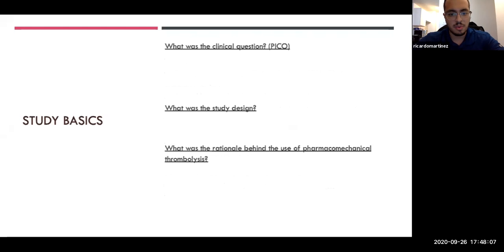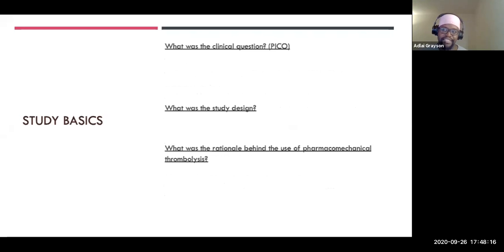Can anyone tell me what the clinical question was for the trial? If I were to break it up into PICO, in people with DVTs, if we intervene with catheter-directed therapy compared to the standard therapy with just anticoagulation, what would the change in outcome be in developing PTS? Yeah, no, that's great. I'll go into the details, but you basically covered everything.